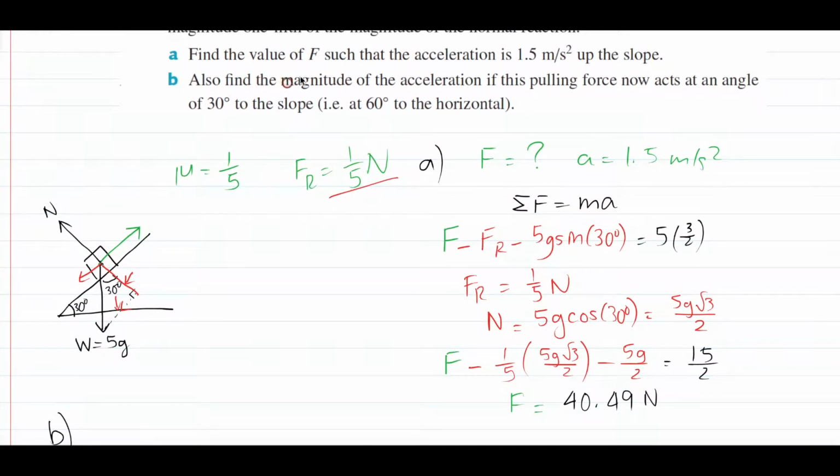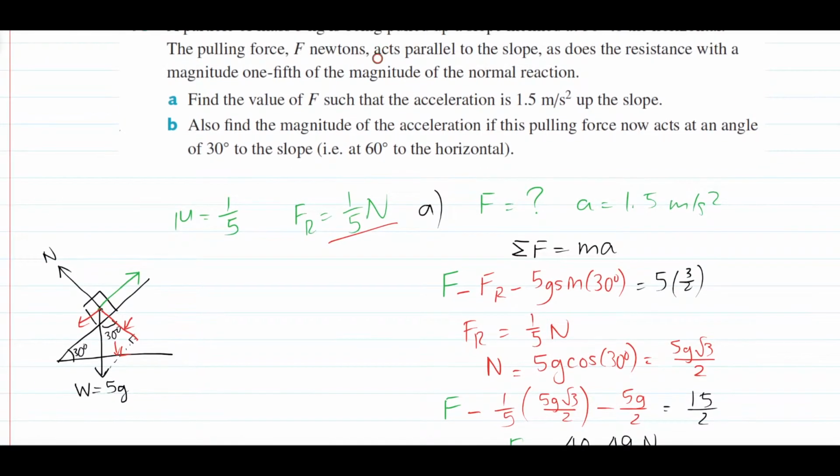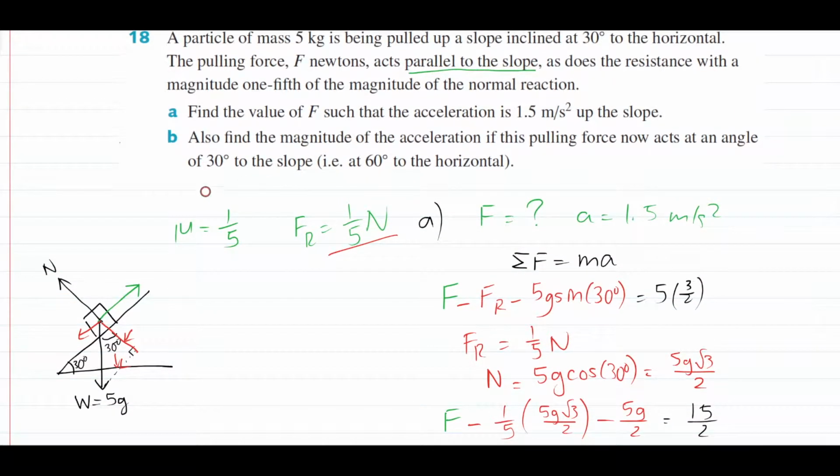Also, find the magnitude of the acceleration if this pulling force, so that F, 40.49, now acts at an angle of 30 degrees to the slope, i.e. at 60 degrees to the horizontal. What does that mean? So this F used to be parallel to your slope. Before, it used to be parallel to the slope, but now we want to find the acceleration, so not 1.5 anymore, when the force is going this way.